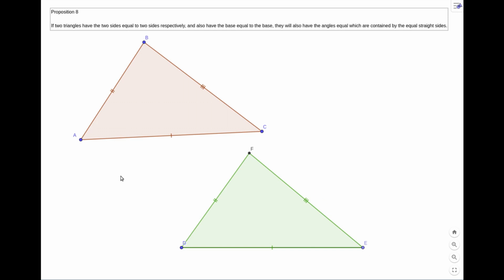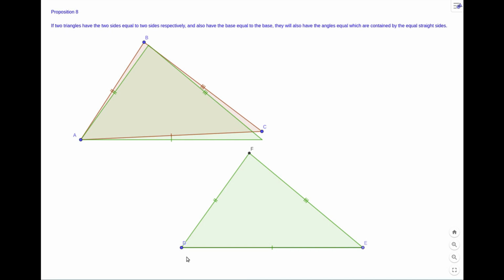Now, because these sides AC and DE are congruent, what that means is that we are able to translate and superimpose this line segment DE onto our line segment AC. And so we can take our green triangle and slide that up until point D corresponds to our point A. And so that gives us a figure that looks something like this.